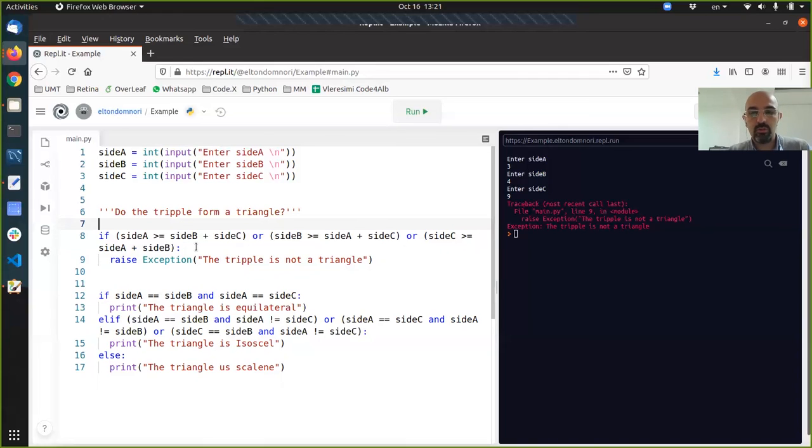So these three numbers are natural numbers, but in this case, they do not represent a triangle. So it makes no sense to do any further evaluation. So that's all for this first exercise.